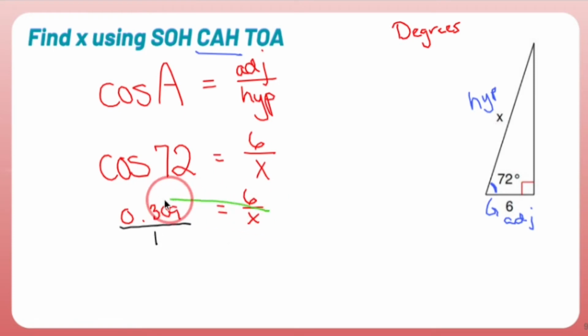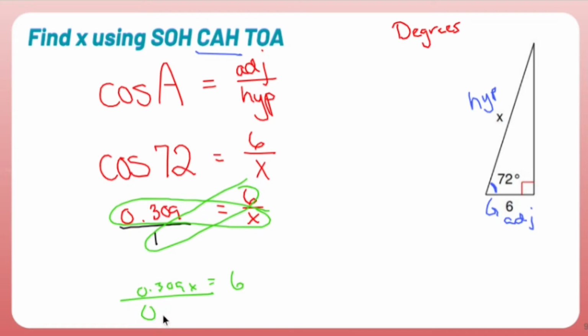Whenever you have a proportion, crisscross applesauce. So I'm going to multiply 0.309 to x, which is 0.309x, and you're going to set that equal to 6 times 1, which is just 6. You divide both sides by 0.309. So I'm actually going to type that out right now. 6 divided by 0.309, and I get 19.41747.